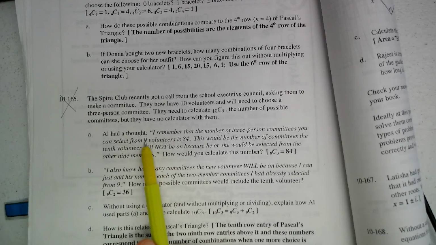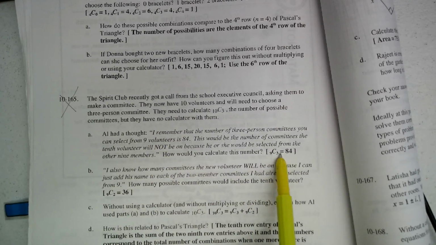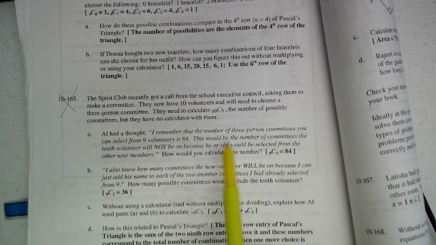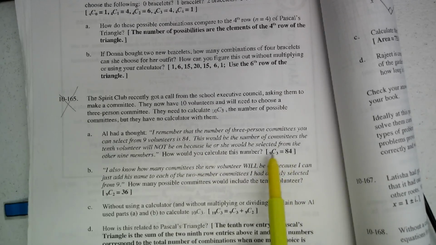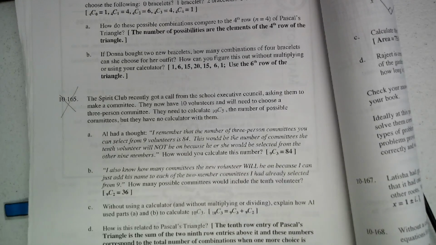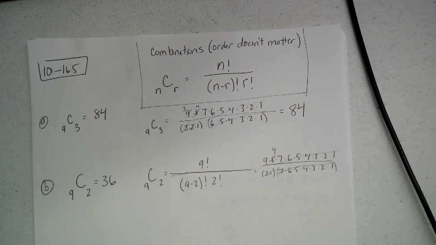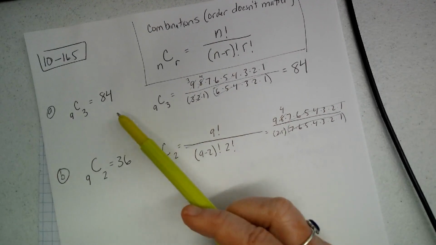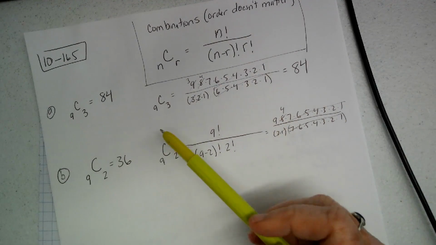So if there's 9 volunteers and it's still a 3-person committee, it's going to be a combination of 9 things taken 3 at a time. And he already told you it was 84, so maybe you didn't need to calculate that. I can't help it, though. I would calculate that very easily using fraction math because I love fraction math.